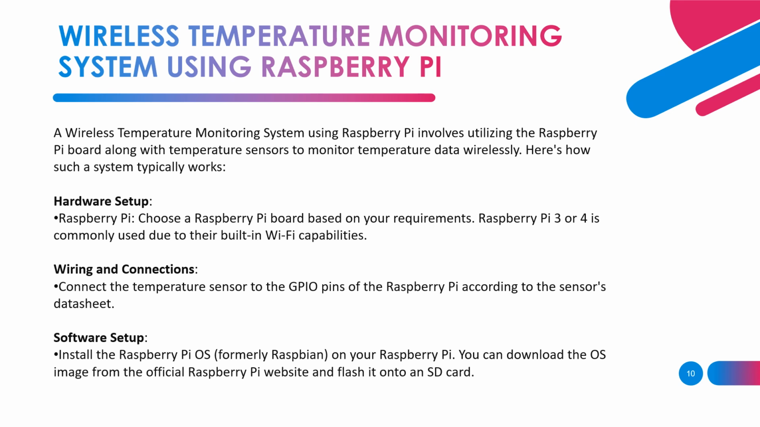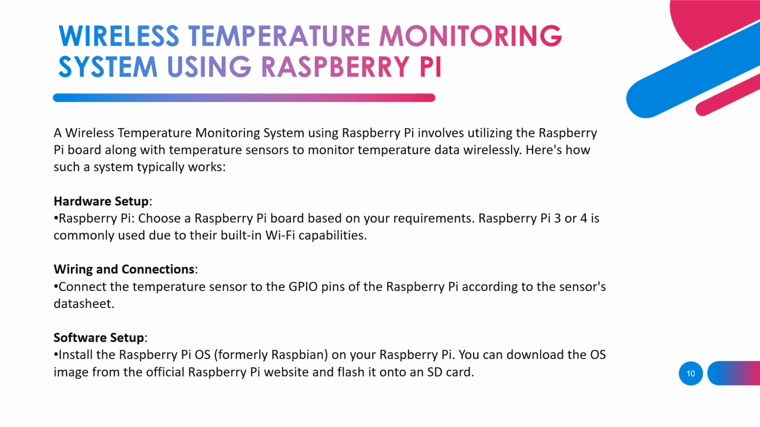Configure the Raspberry Pi to enable Wi-Fi connectivity. This involves setting up Wi-Fi credentials so that the Pi can connect to your local network. Install necessary libraries or drivers for the temperature sensor. Depending on the sensor you're using, you may need to install specific libraries to interface with it. For example, for DS18B20, you might need to enable one-wire support and install appropriate kernel modules.